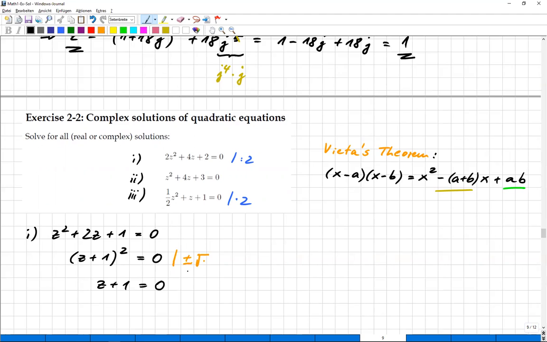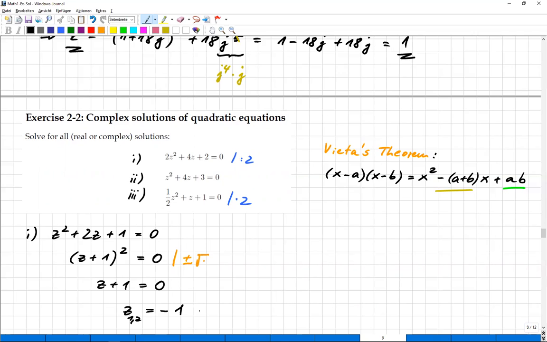These two cases don't really deliver two different solutions because we take the root of 0. And that's why in the end, we get only one, but as we always say, a two-fold solution, which is -1, it seems. Right? So that counts as a 2.